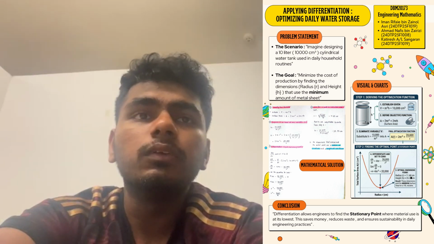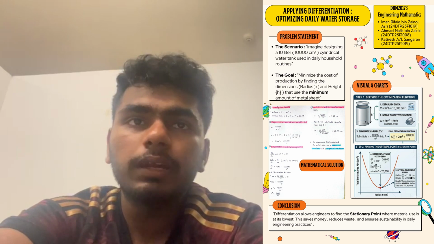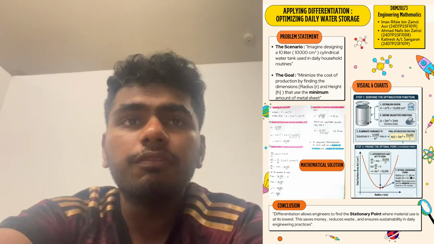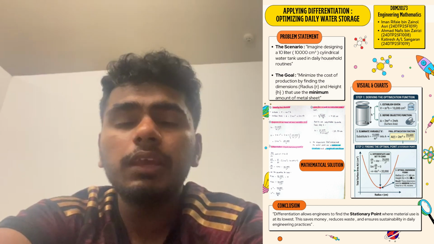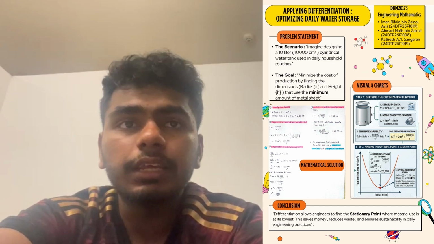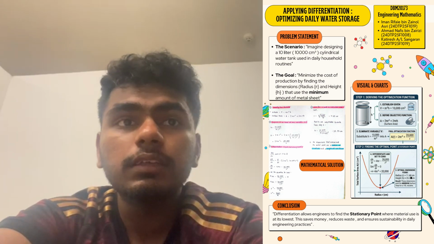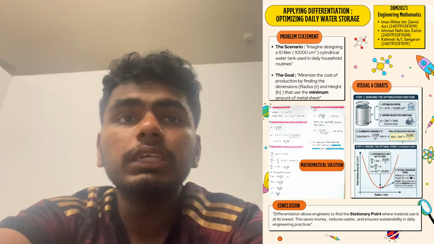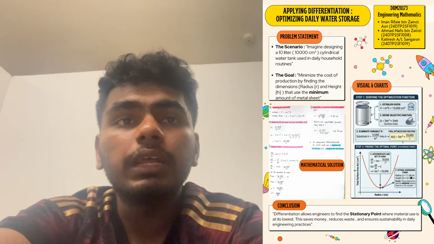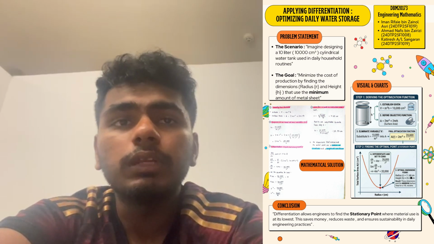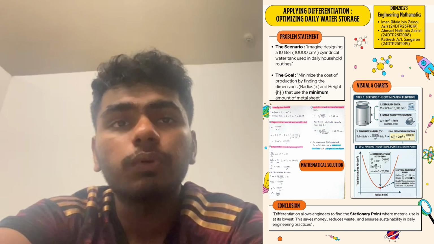Now we apply the rules of differentiation to find the stationary point. We find the first derivative of the area with respect to the radius, dA over dr. Differentiating 2 pi r squared gives us 4 pi r, and differentiating 20,000 over r gives us negative 20,000 over r squared. So our derivative is dA over dr equals 4 pi r minus 20,000 over r squared.